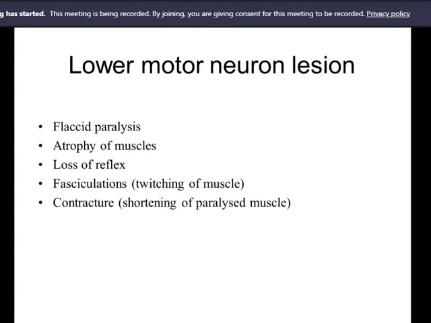How to remember? If there is lower motor paralysis, then there is loss of all reflex, loss of all muscle activity, flaccid paralysis, atrophy of muscles. And if there is upper motor neuron lesion, there will be exaggerated jerk, there will be paralysis, but it is not flaccid, and atrophy of the muscles will not be too much. Right? May I proceed?